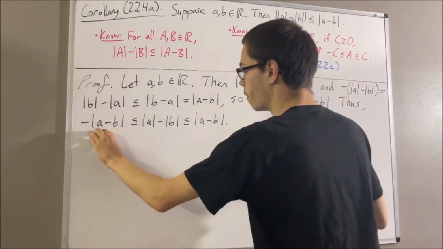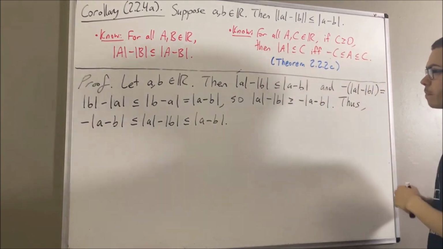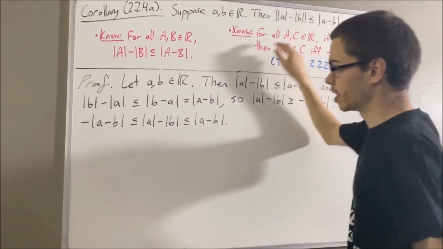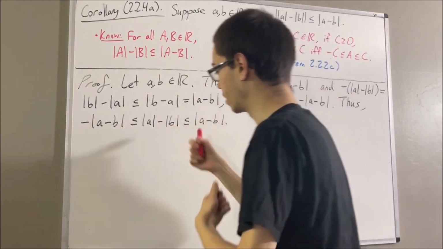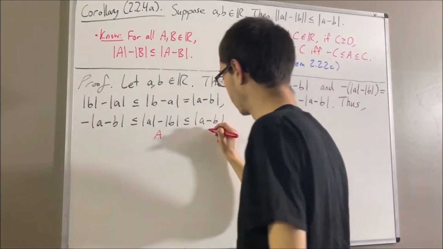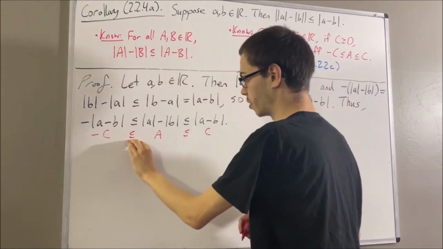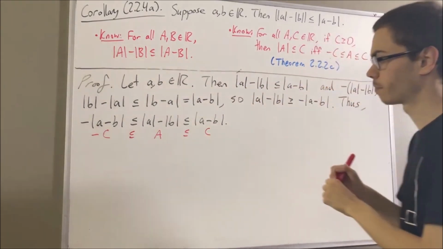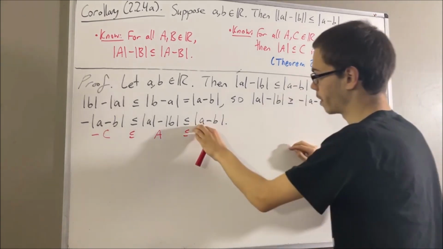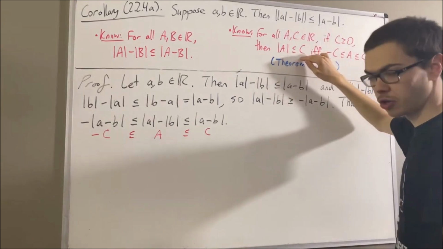And now, from here, we can apply theorem 2.2.2c. The reason why is because we can take capital A to be absolute value of a minus absolute value of b, and we can take capital C to be absolute value of a minus b. Because in this case, we see that negative capital C is less than or equal to capital A is less than or equal to capital C. And we know that capital C is greater than or equal to 0, because the absolute value of anything is greater than or equal to 0. So we must have that this statement is true.